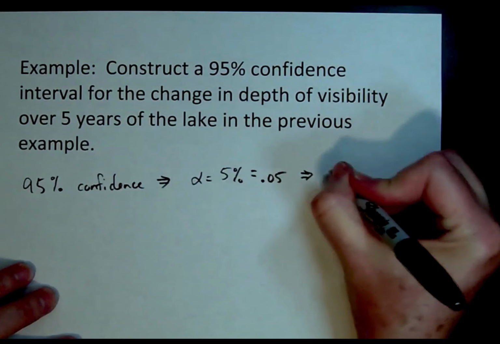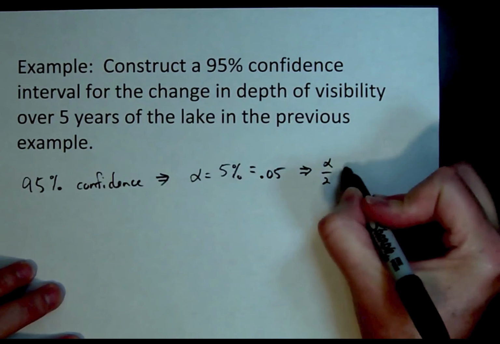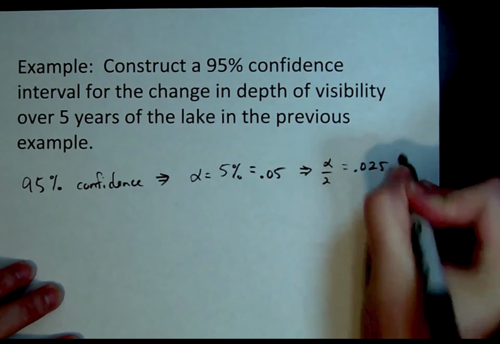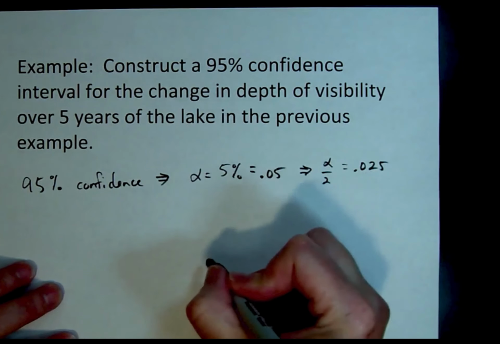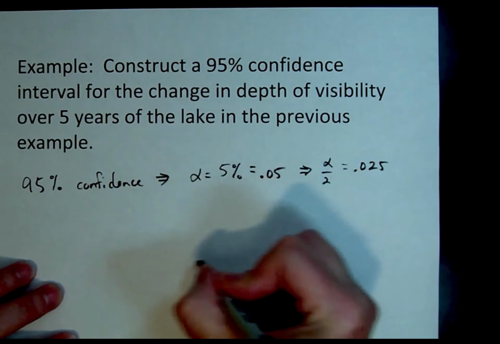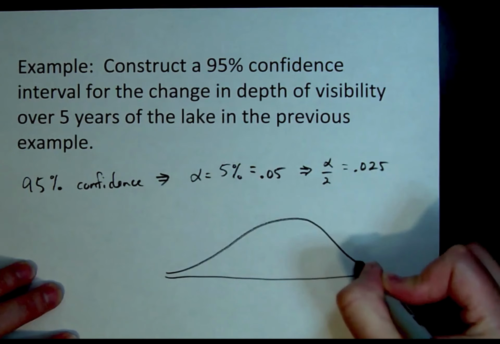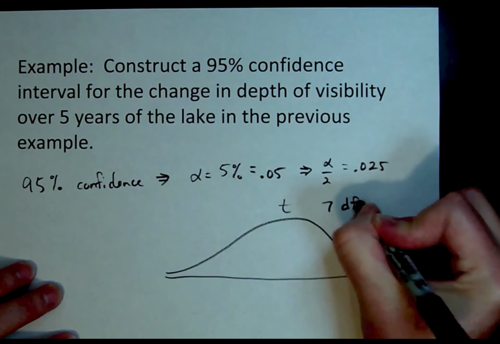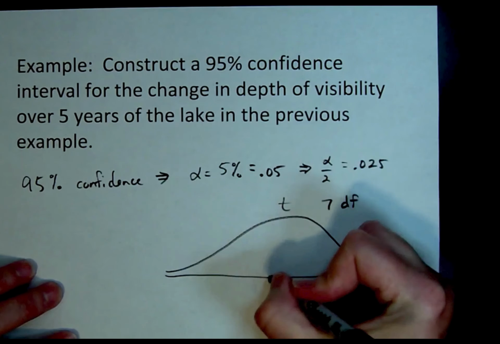And then what we actually need for our margin of error is t sub alpha over 2. So let's just note that if alpha is 0.05, alpha over 2 is 0.025. And then we're going to look in the t distribution to find t sub alpha over 2. Again, we need to know the degrees of freedom. But again, it's 7 because our sample size is 8.